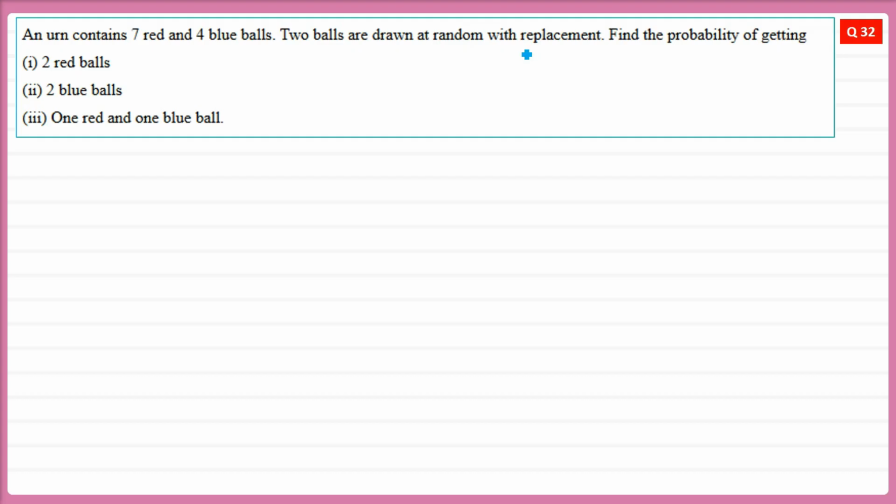2 balls are drawn at random with replacement. So there is a replacement going on. Find the probability of getting 2 red balls, 2 blue balls, 1 red and 1 blue ball. So in all there is an urn or a box where we have 7 red and 4 blue. That means in all we have 11 balls. So what is the probability of getting a red and a blue ball? Before that, let's say that we find out this probability of red and probability of blue. This P(R) and P(B) are representing the probability of getting a red and getting a blue ball.